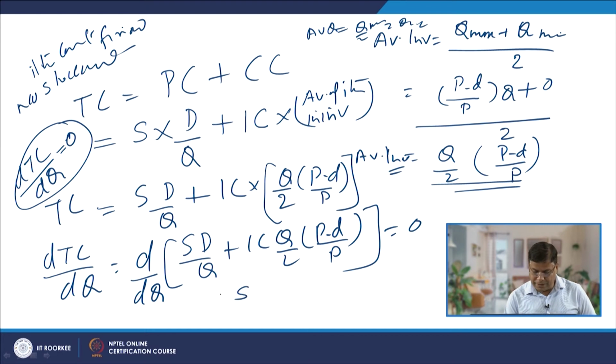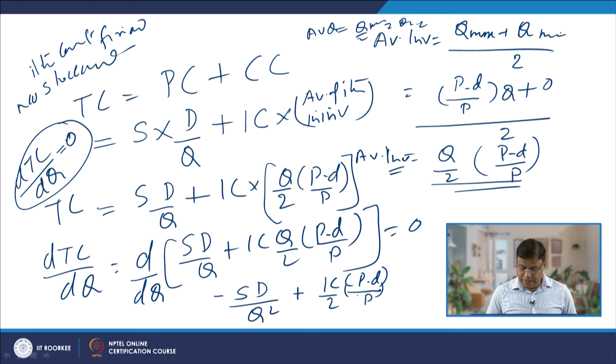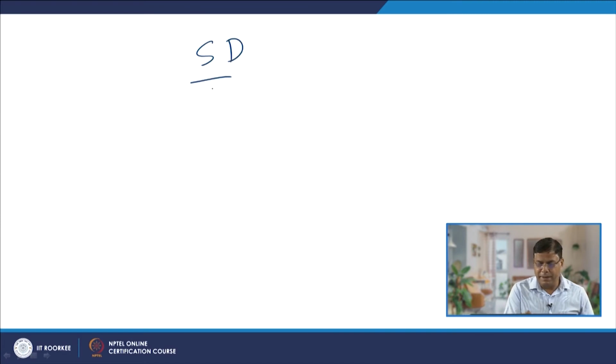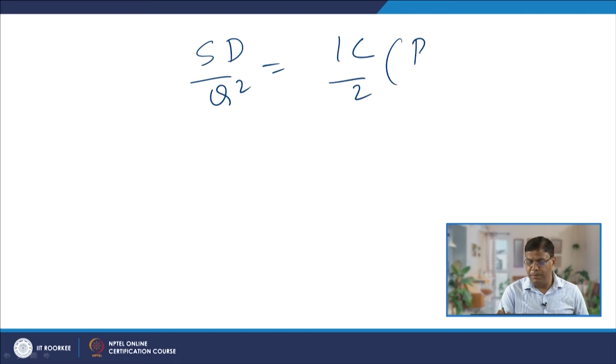So, again we will be getting the same thing as minus S D by Q square plus I C into P minus D by 2 P, like this, I C by 2 into P minus D by P. On solving this equation further, what we will be getting is S D by Q square will be equal to I C by 2 into P minus D by P.